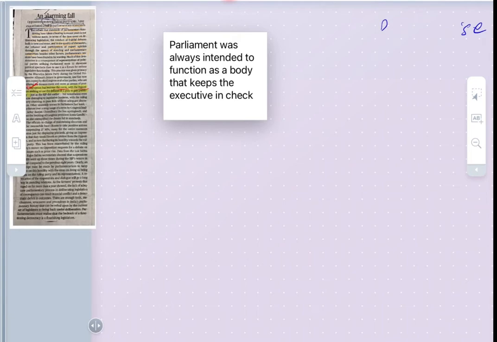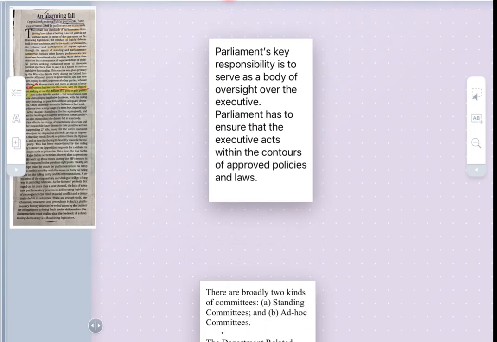Now, according to PRS Legislative Research, only 25% of the bills introduced were referred to committees. So here, Parliament's key responsibility to serve as a body of oversight over the executive has been negated.